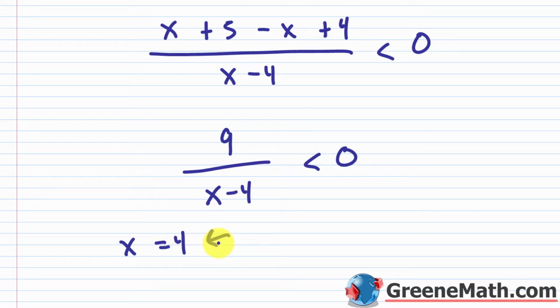Now we should note that this value of 4, if I plug that in for x, that gives me division by 0, right? So we can't divide by 0. That's undefined. So I'm just going to put a note here that my domain is the set of all x such that x is not equal to 4.